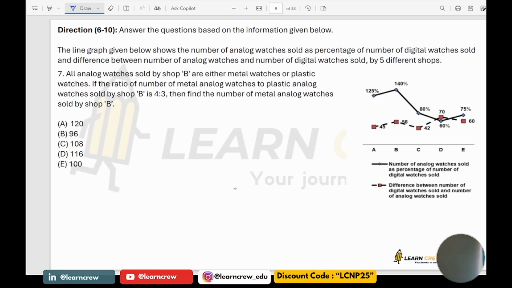Now question number 7. All analog watches sold by B are either metal watches or plastic watches. If the ratio of the number of metal analog watches to plastic analog watches sold by shop B is 4:3, find the number of metal analog watches sold by shop B. So here the number of metal analog watches is 4 out of 7. 4 out of 7 of the total 203. So how much is it? 116. So the answer is 116.